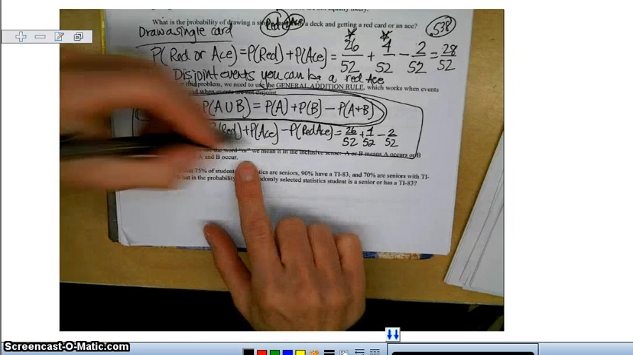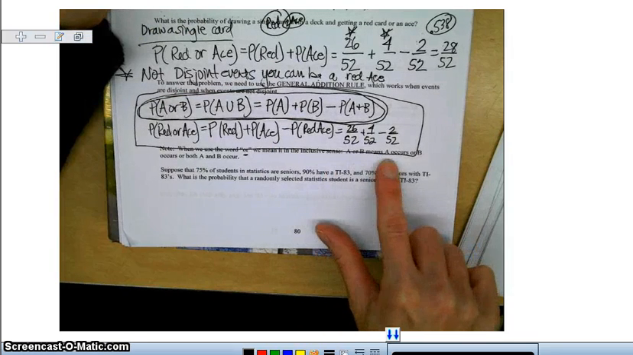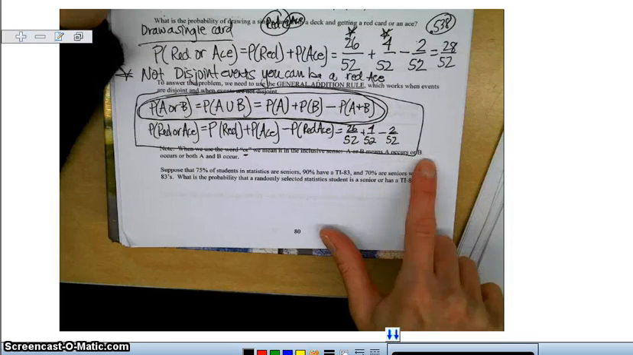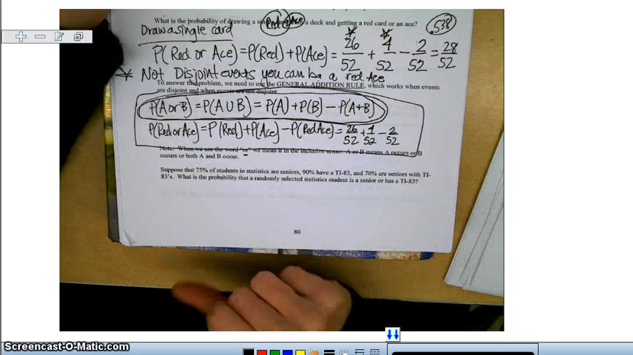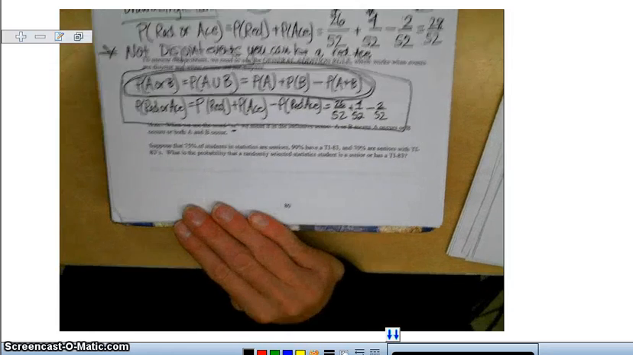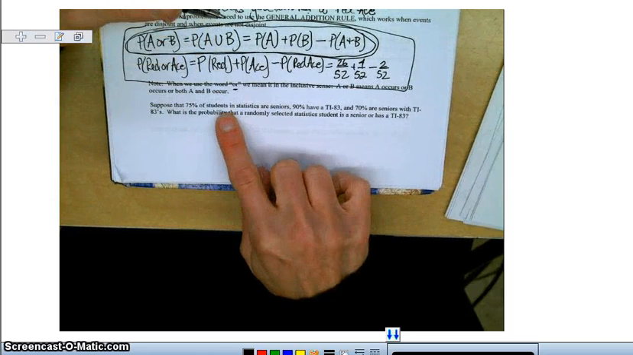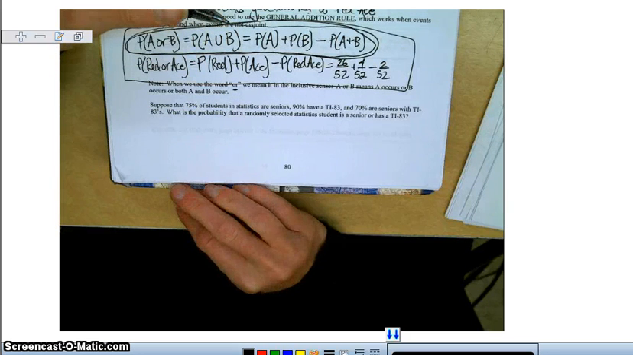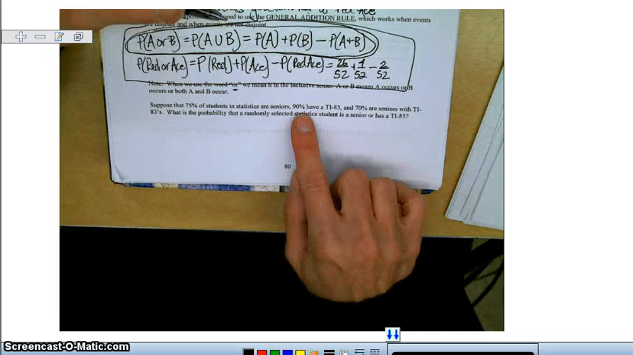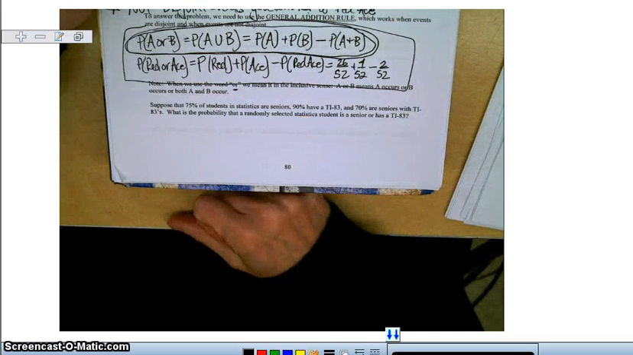So when we use the word OR, we mean it in the inclusive sense. A or B means A occurs or B occurs or both A and B occur. That's what the OR means in the inclusive sense. So let's take a look at this example down here. Suppose that 75% of students in statistics are seniors, 90% have a TI-83, and 70% are seniors with the TI-83. This is a question we had before. We're just revisiting the same question. Now we have more information.